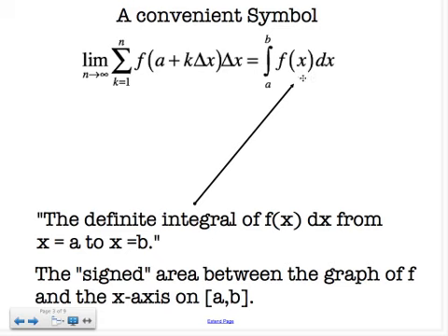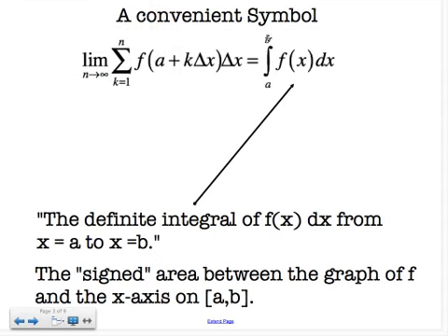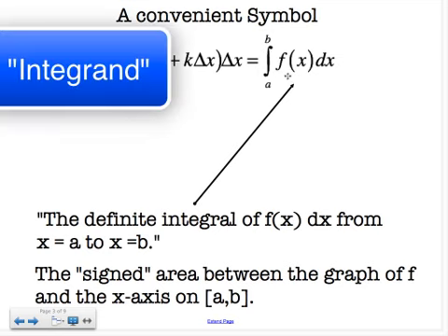And we've already seen before that delta x and dx can be used interchangeably. So let's replace delta x with dx. Okay? So this symbol here stands for the same thing as this, so we know what it means. Here's how you read it. The definite integral of f of x dx from x equals a to x equals b. So this elongated S is an integral symbol. The a and the b are called the limits of integration. a is the lower limit of integration. b is the upper limit of integration. We call f of x the integrand. A lot of vocabulary there, but we're going to refer to those terms quite a bit, so be familiar.